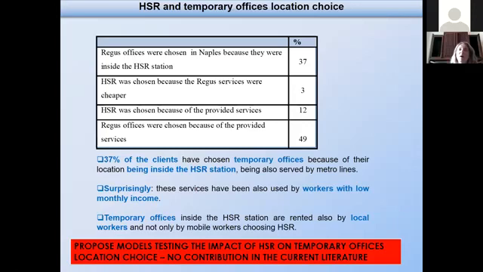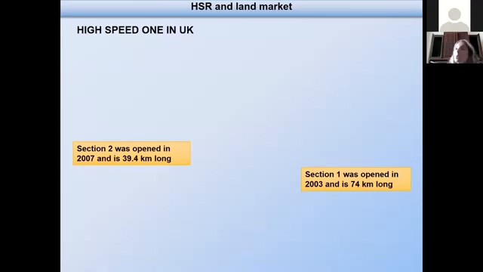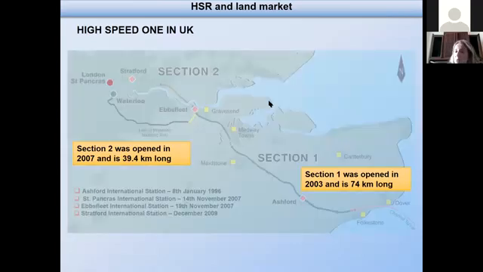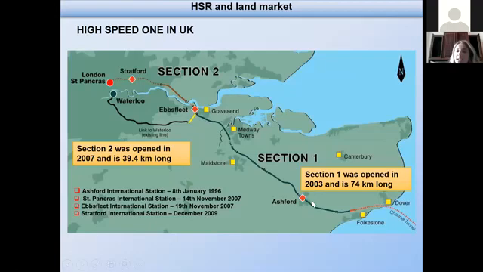High-speed rail and the land market. UK, High Speed 1. Section 1 was inaugurated in 2003, connecting Ipswich with the south of England, Kent, Ipswich to Ashford, and you know that the line crosses the Channel Tunnel and goes to Paris and Brussels. The second section was inaugurated in 2007, and it connects Ipswich with London St Pancras. London St Pancras is the high-speed rail station in London, and the second high-speed rail station was inaugurated in 2009 and is Stratford high-speed rail station.